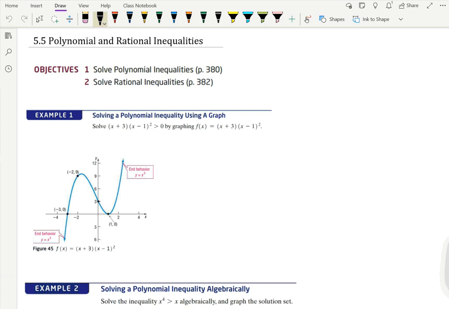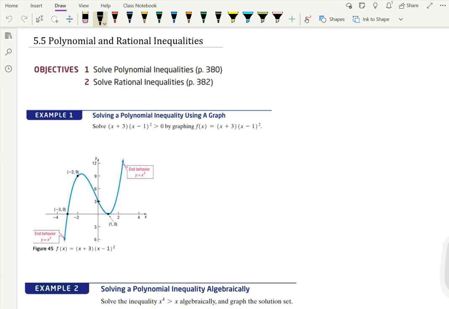And welcome back, everybody. We are now in Chapter 5, Section 5 of College Algebra from Marion Technical College. We're taking a look at polynomial and rational inequalities today. So we want to solve polynomial inequalities, and we'll also solve rational inequalities.